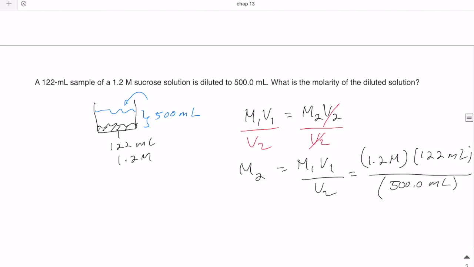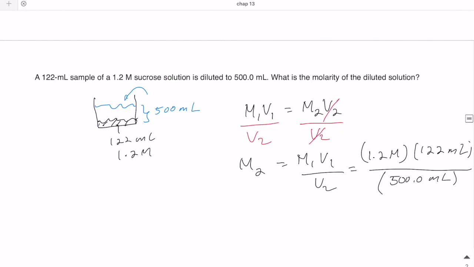Now, in some cases, I often see students like to change the unit of the volume to liters. In this case, it's really not necessary because, as you can see, the units will cancel out. So whether you change it to liters or you keep it in milliliters, it would still cancel out. The concern is when you change it to liters, sometimes people make a mistake in the conversion, and that causes you to get the wrong answer. When you do the calculation, you should get 0.293 molar, which makes sense. That's a smaller concentration than your starting value of 1.2 molar.